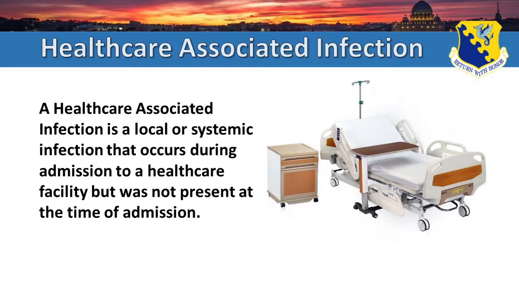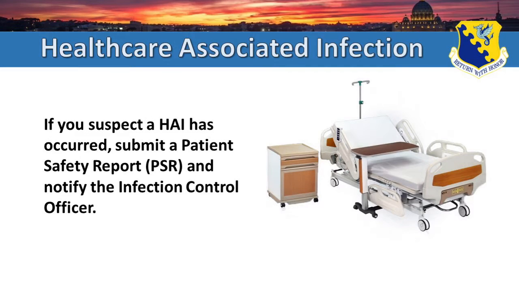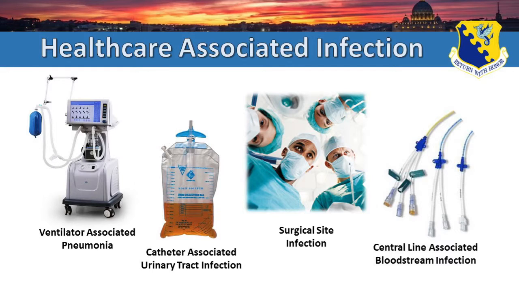A healthcare-associated infection is a local or systemic infection that occurs during admission to a healthcare facility but was not present at the time of admission. If you suspect a healthcare-associated infection has occurred, submit a patient safety report and notify the infection control officer. Four of the common healthcare-associated infections include ventilator-associated pneumonia, catheter-associated urinary tract infection, surgical site infection, and central line-associated bloodstream infection.